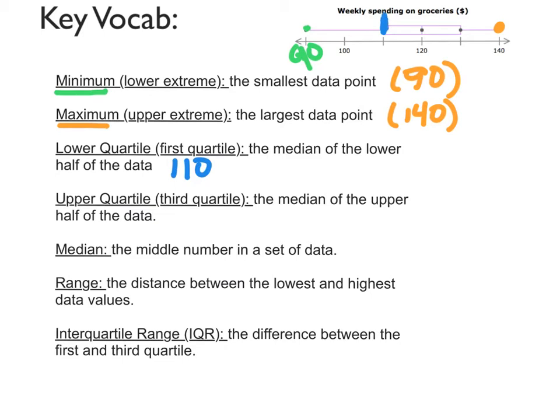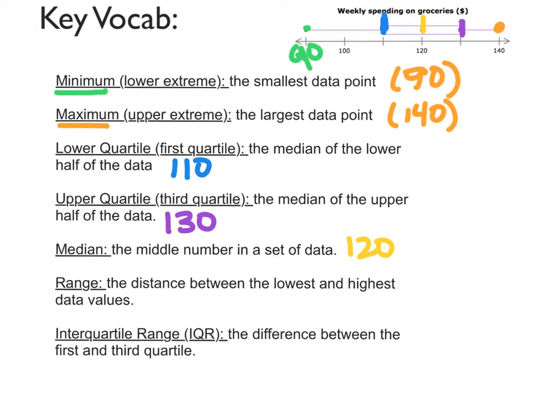Okay, the upper quartile is the other side of the box. So that would be right here. I'm just marking it in purple. That would be 130. So that's called the upper quartile or the third quartile. The median, you guys already know the vocab word median, that is the middle number. So the middle number is shown in the middle of the box, which is right here, which is 120 in this problem.